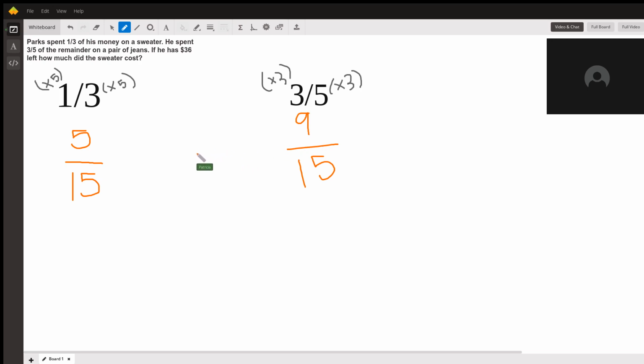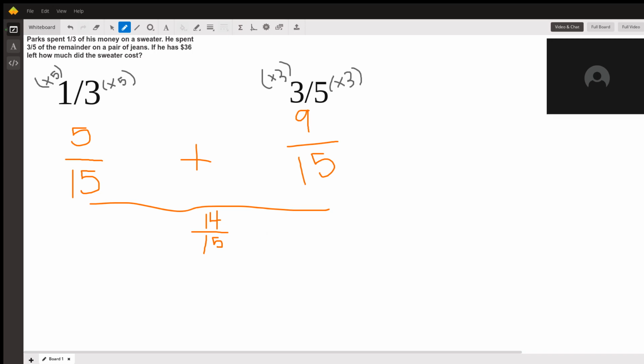Now I can add these two together, right? So now this gives us 5 plus 9. 9 plus 5 is 14 over 15. Okay.